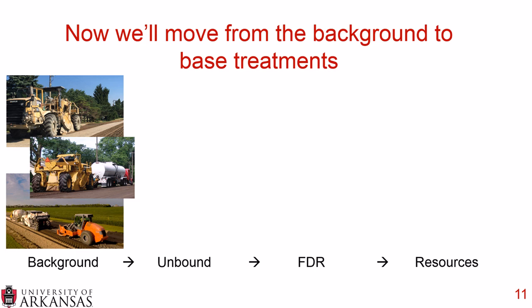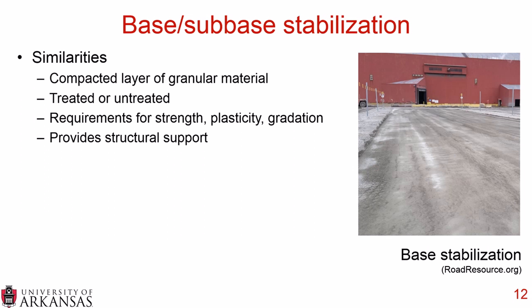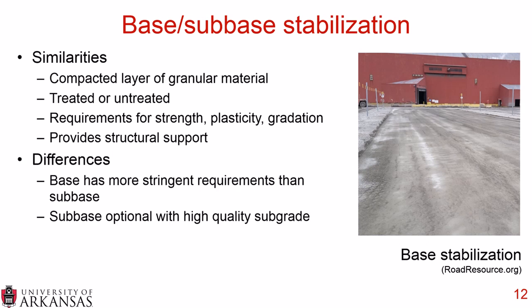So that's just a brief background, and now we're going to get into the two base treatments that we talked about in a little more detail. So starting with base and subbase stabilization. What are some similarities between base and subbase stabilization? Remember, base material tends to be a little higher quality, with a little higher strength. Subbase material tends to be a little lower quality, but they have a lot of similarities. They're both compacted layers of granular material. They both can be either treated or untreated. They both have requirements for strength, plasticity, and gradation, and they both can provide structural support. So these are all similarities between base and subbase.